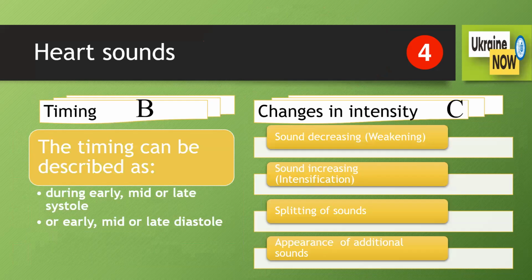The timing of the heart sounds can be described as during early, mid, or late systole, or early, mid, or late diastole. Changes of heart sound sonority can be characterized by sound decreasing or weakening, sound increasing or intensification, splitting of sounds, and appearance of an additional sound.